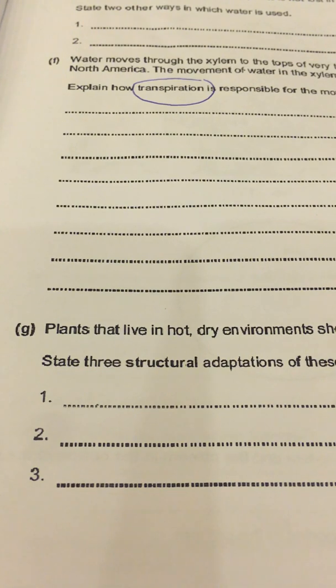The second adaptation, you can say that they have a long root system. They have long roots in order to look for water. You can say also they have shallow roots to absorb water as fast as possible. You can say fleshy, succulent stems such as cactus. You can say sunken stomata. It's very important to know what sunken means. Sunken means hidden stomata.